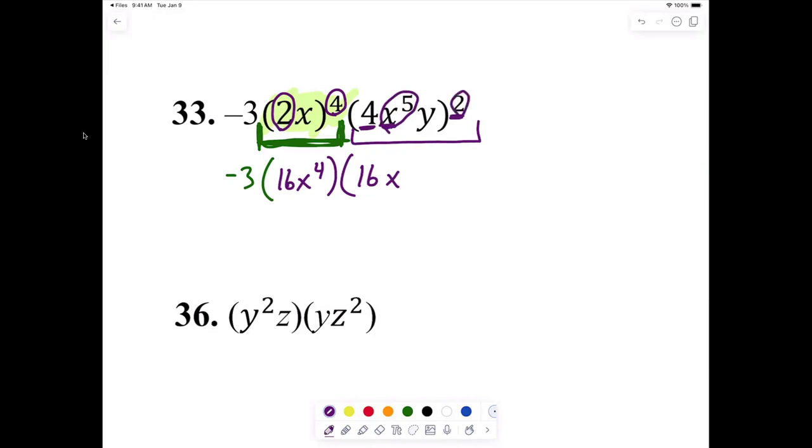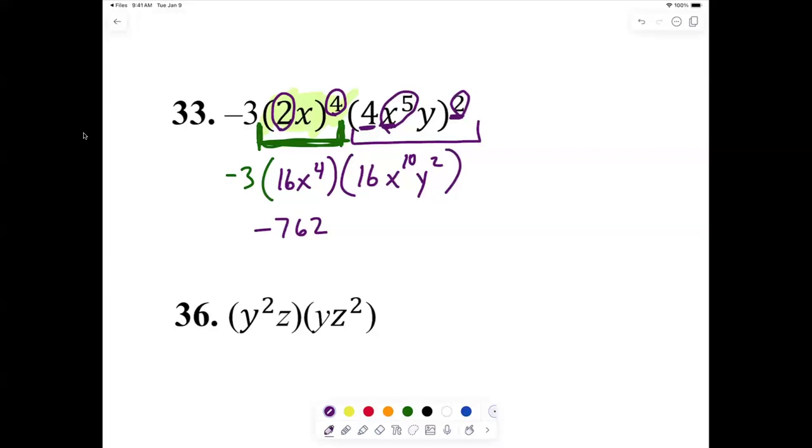What is that going to be? No, power to power. What's the rule? 10. Come on now. Y to the. Very good. All right. Now you're supposed to go 16 times 16 times negative 3. I'll just do it for you. Is that right? 16 times 16 times 3.